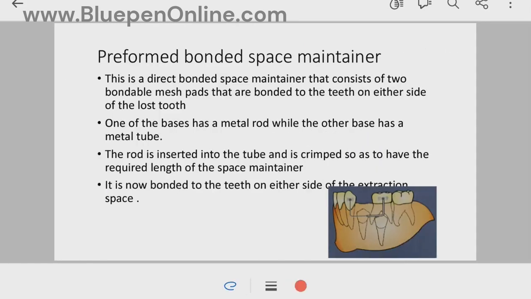Now, this is the preformed bonded space maintainer. It is a direct bonded space maintainer that consists of two bonded mesh pads that are bonded to the teeth on either side of the lost tooth. One of the bases has a metal rod while the other has a metal tube. See, here is a tube and here is a rod, and this rod is inserted into the tube and crimped so that they have the required length of the space maintainer. Now you will bond it on either side. Rod is placed inside the tube and you crimp it according to the required space.